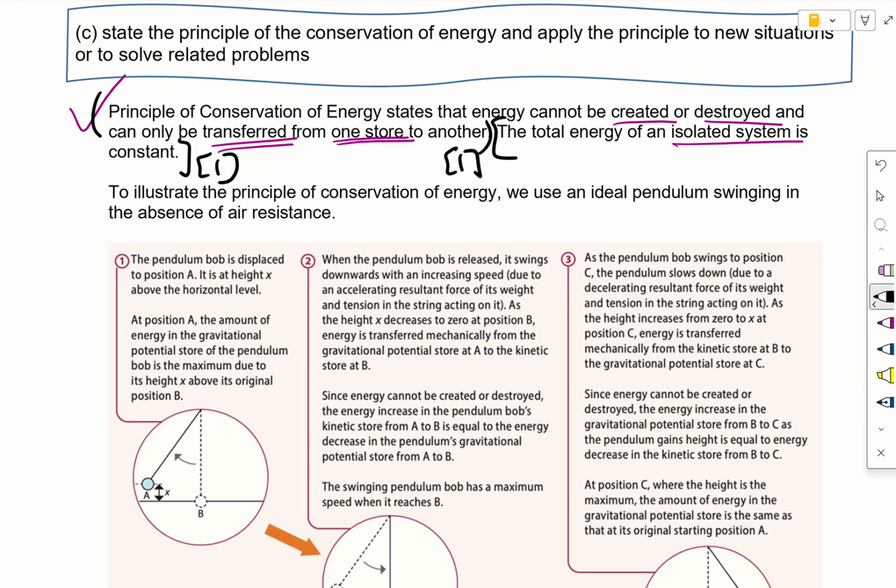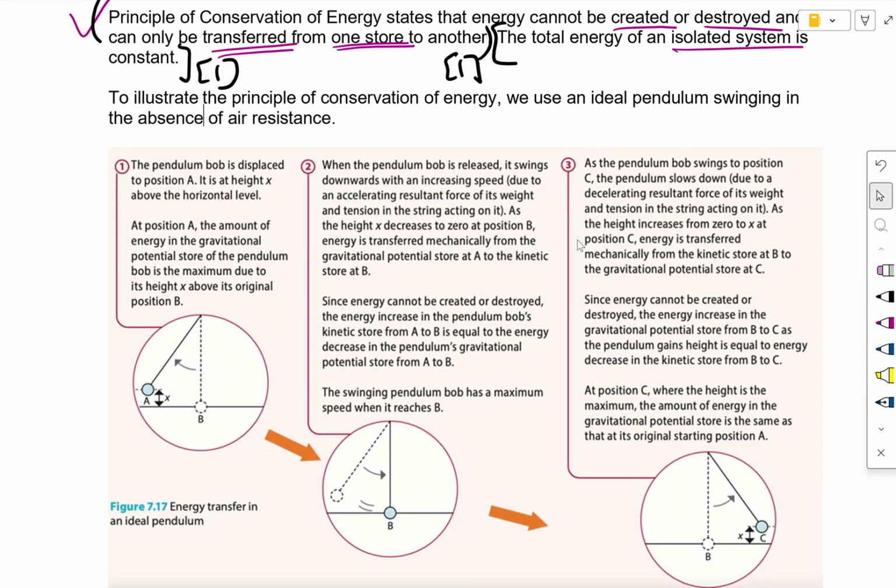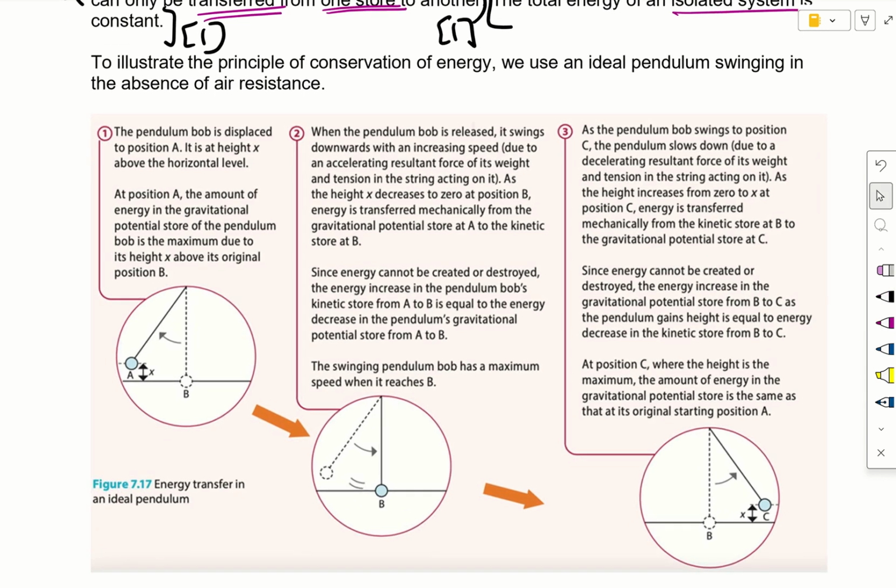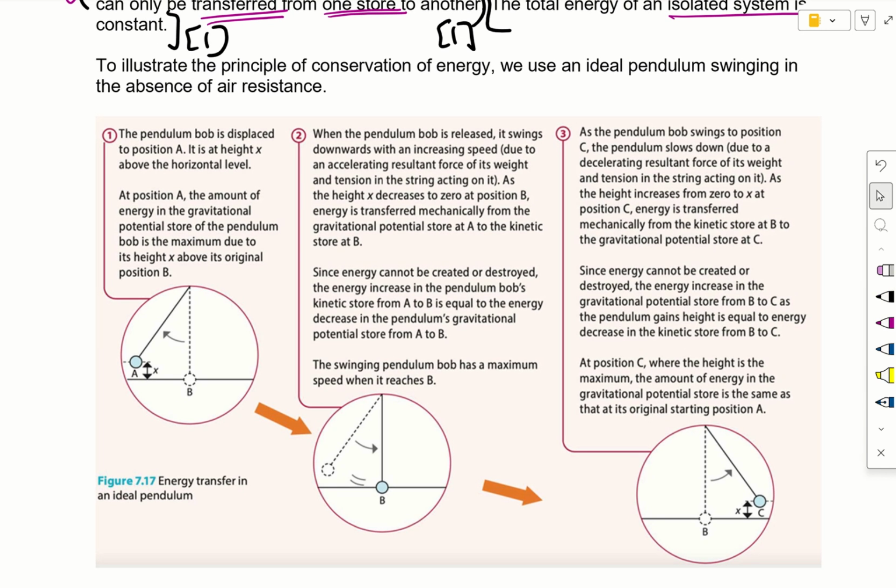Okay, now to illustrate the principle of conservation of energy, we use an ideal pendulum swinging in the absence of air resistance. That means for this ideal pendulum, it will forever be swinging, but in real life, it will not be so.